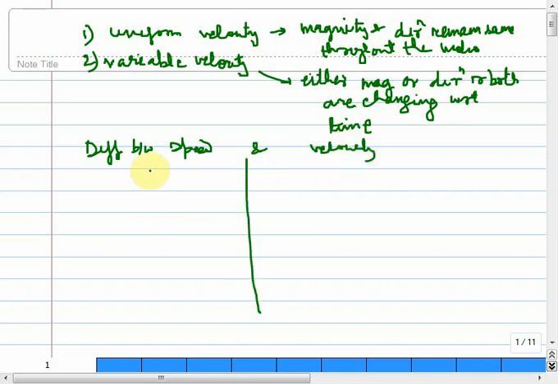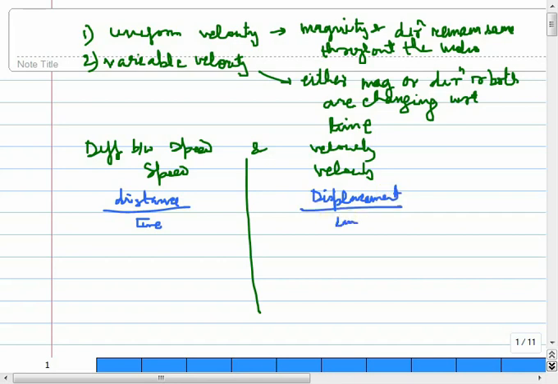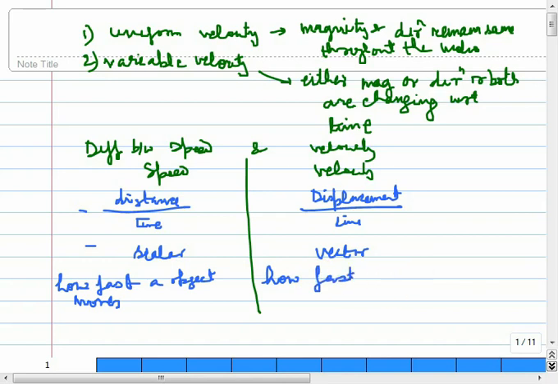Then what is the difference between speed and velocity? Here we take speed, here we write velocity. So what are the differences? Speed is distance upon time, and velocity is displacement upon time. Speed is a scalar quantity, velocity is a vector quantity. Speed tells how fast the object moves, and velocity tells how fast and in which direction the object moves. These are the differences between speed and velocity.